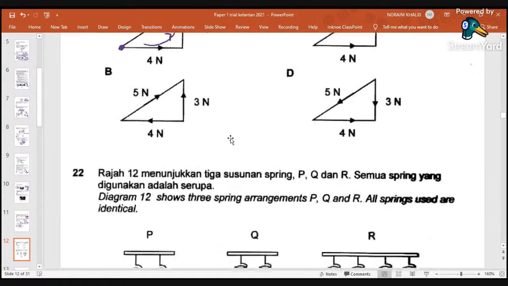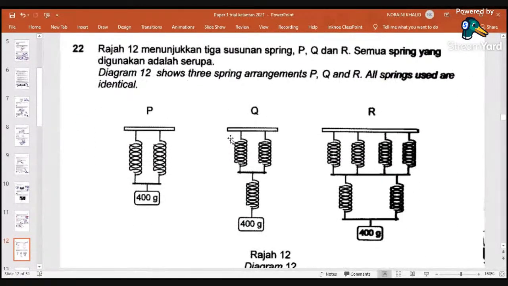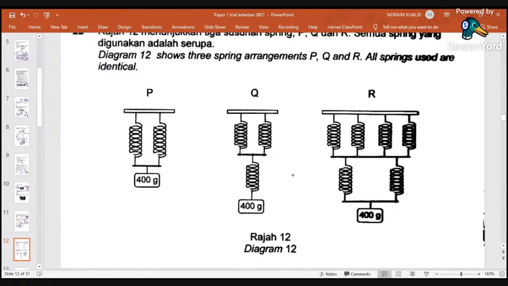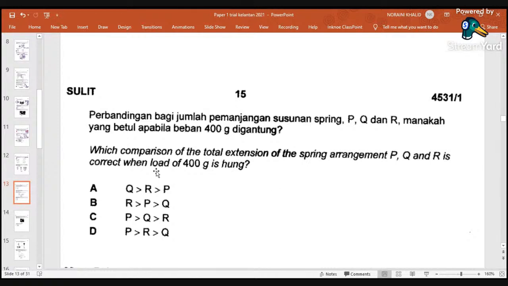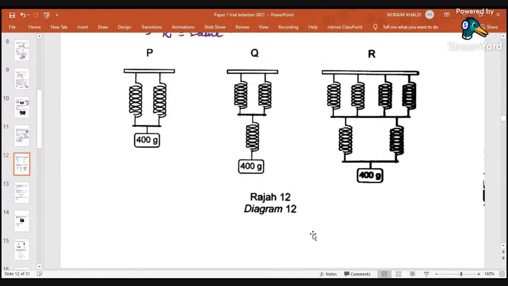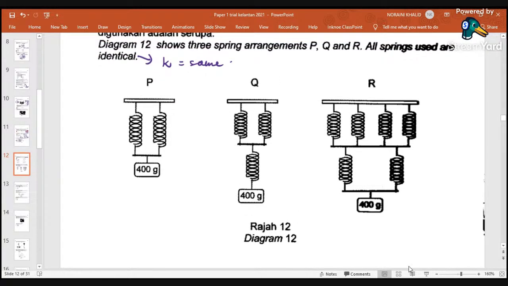Yeah? Number 22, three spring arrangements P, Q, R, all springs used are identical. Identical means the spring constants are equal. Question: which comparison of the total extension of the springs when a load of 400 is hung? Which one extends more? Okay. Let's say if using one single spring, the extension is X.